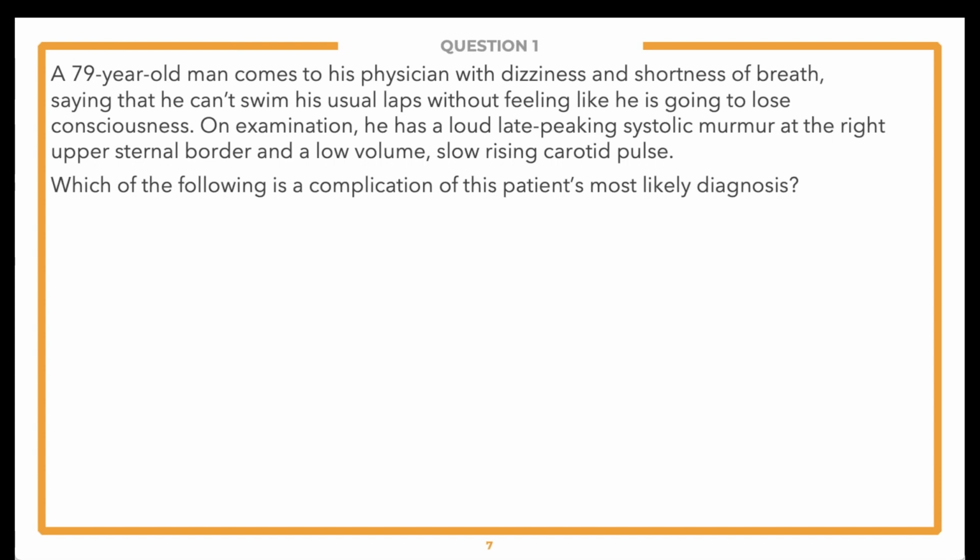We say, okay, which of the following is a complication of this patient's most likely diagnosis? Okay, so right off the bat, you're thinking, okay, well, how many steps is this? A lot of those one-step questions are just figuring out the diagnosis. Here, you've got to figure out a complication of the patient's diagnosis. So being able to cue into the type of data you're looking for, you can do that by reading that lead-in.